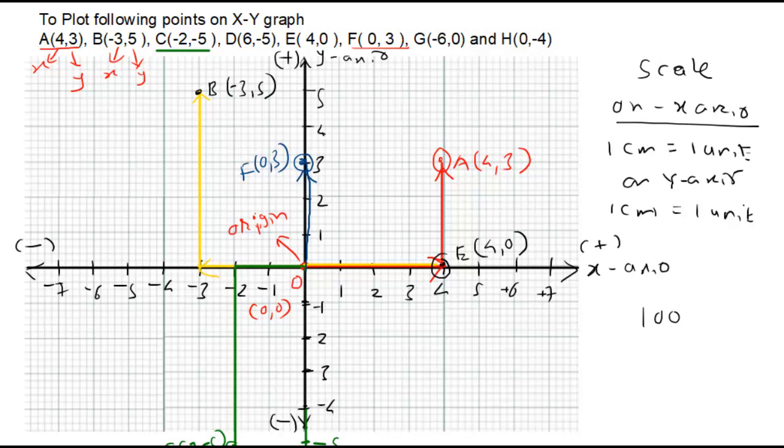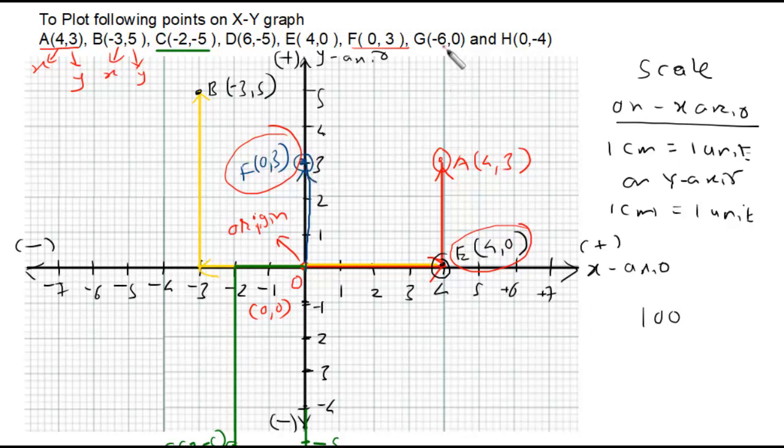So by observing these two relations, we can say that any point on the x-axis has y-coordinate 0, and any point on the y-axis has x-coordinate 0.